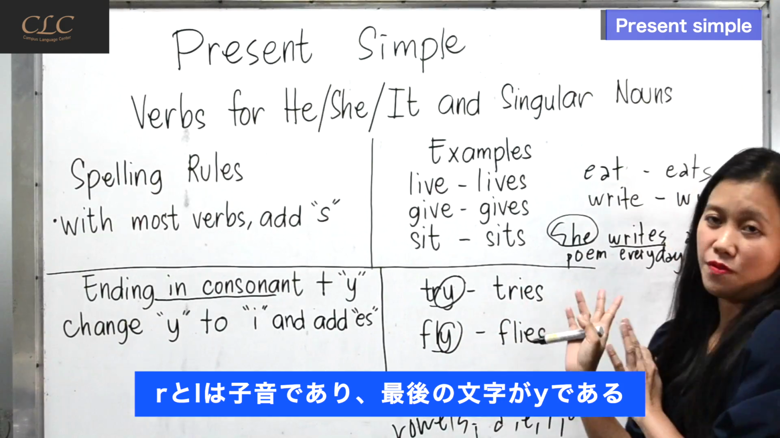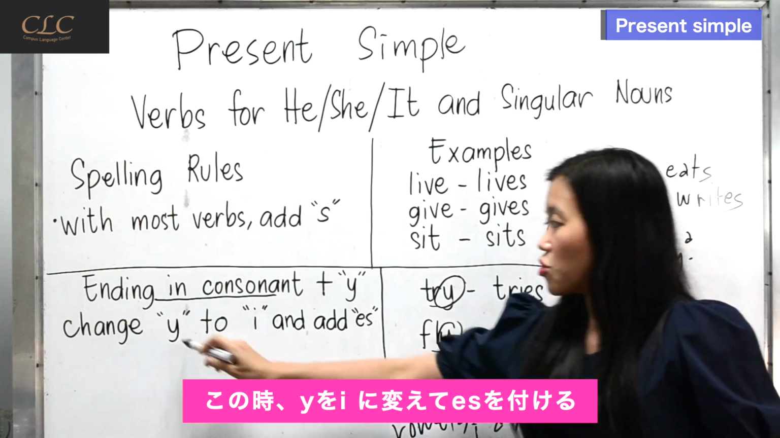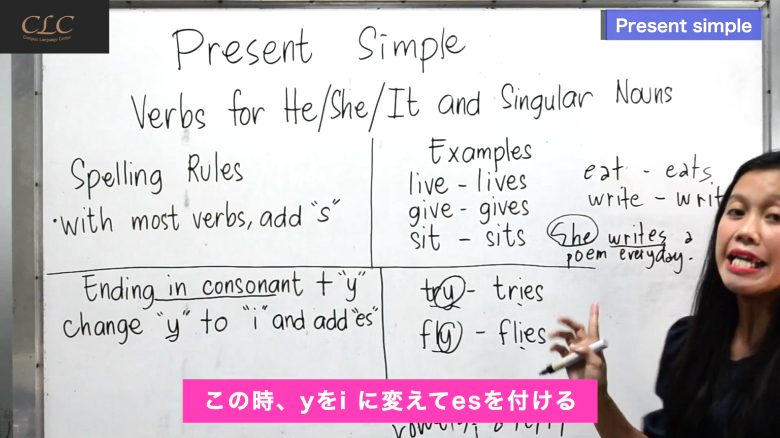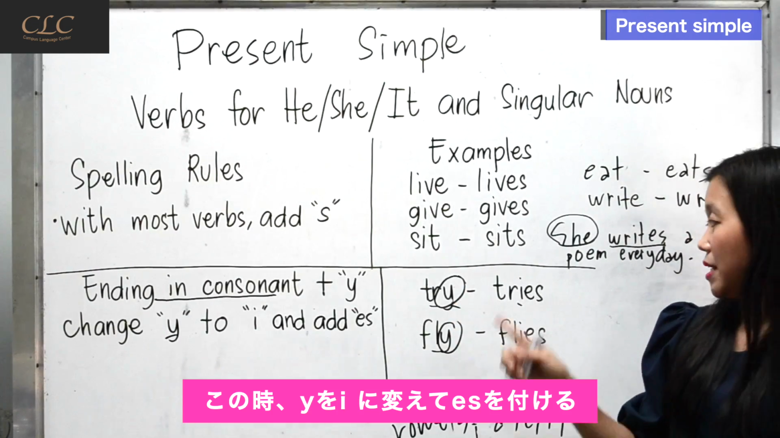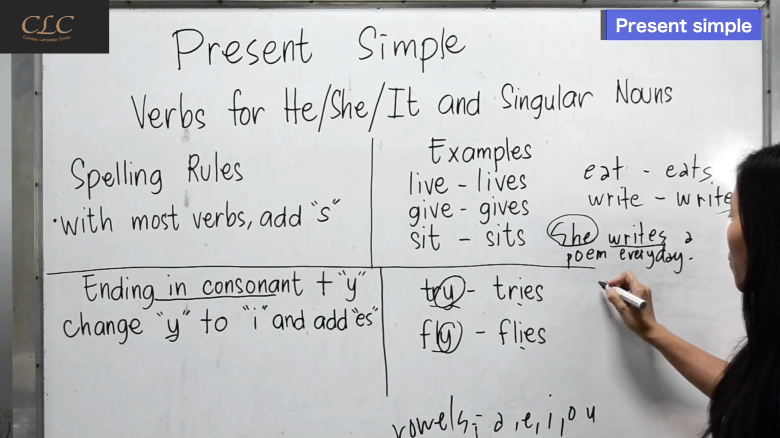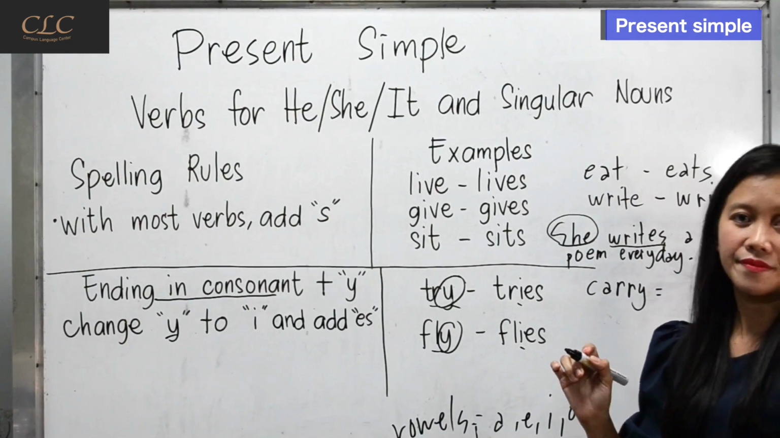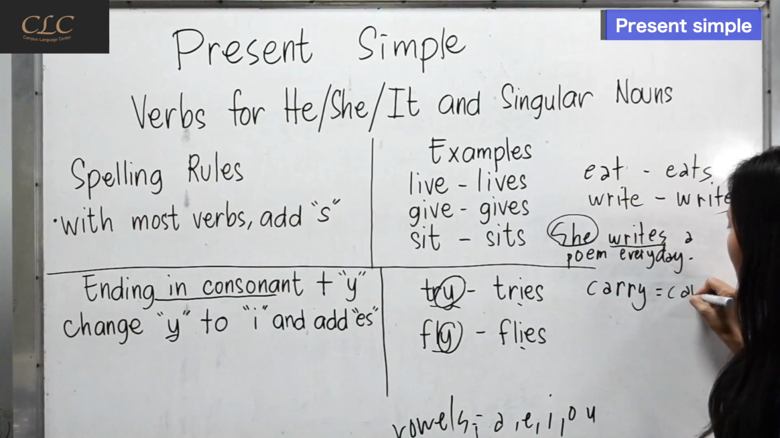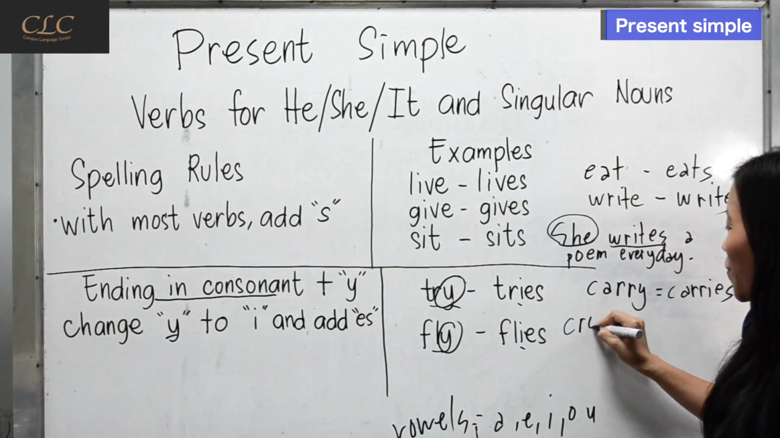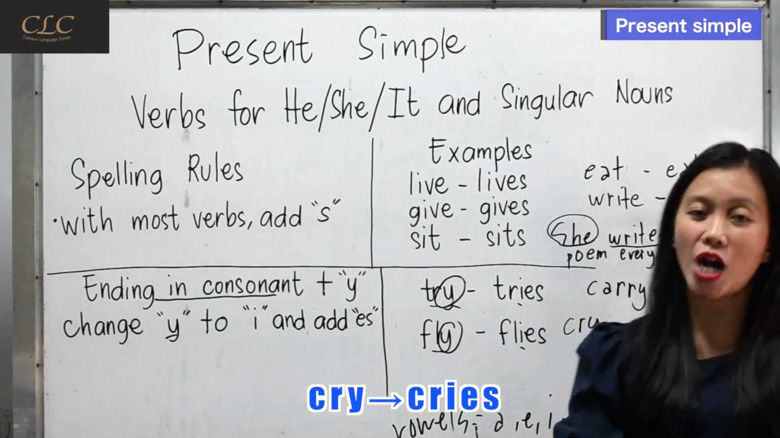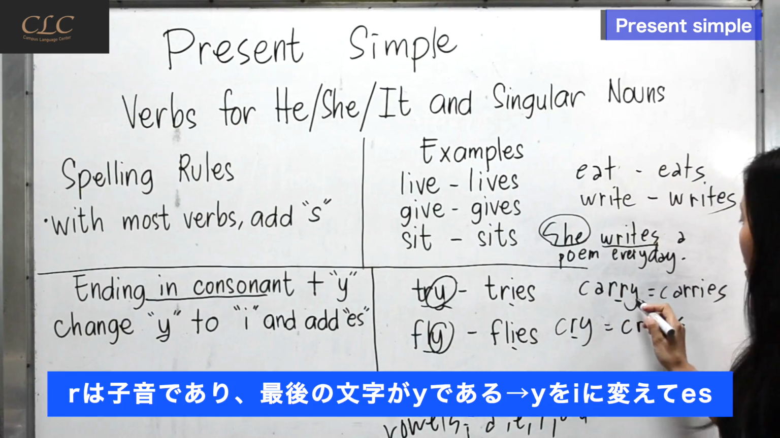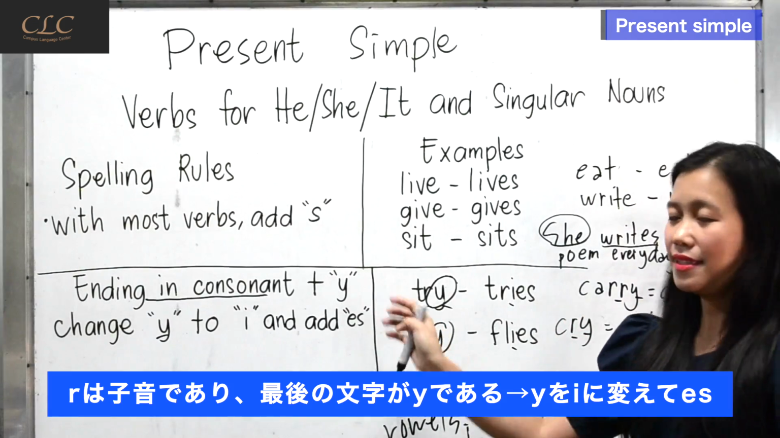What to do with these verbs? It is easy. We just change the Y to I, and then we add ES. So that's why try becomes tries, fly becomes flies. And I have more examples. We can have the word carry. So carry, we have carries. What else, Josie? Okay, we have cry. It becomes cries. Because you have to look at, we have the consonant plus Y. So change Y to I, add ES.